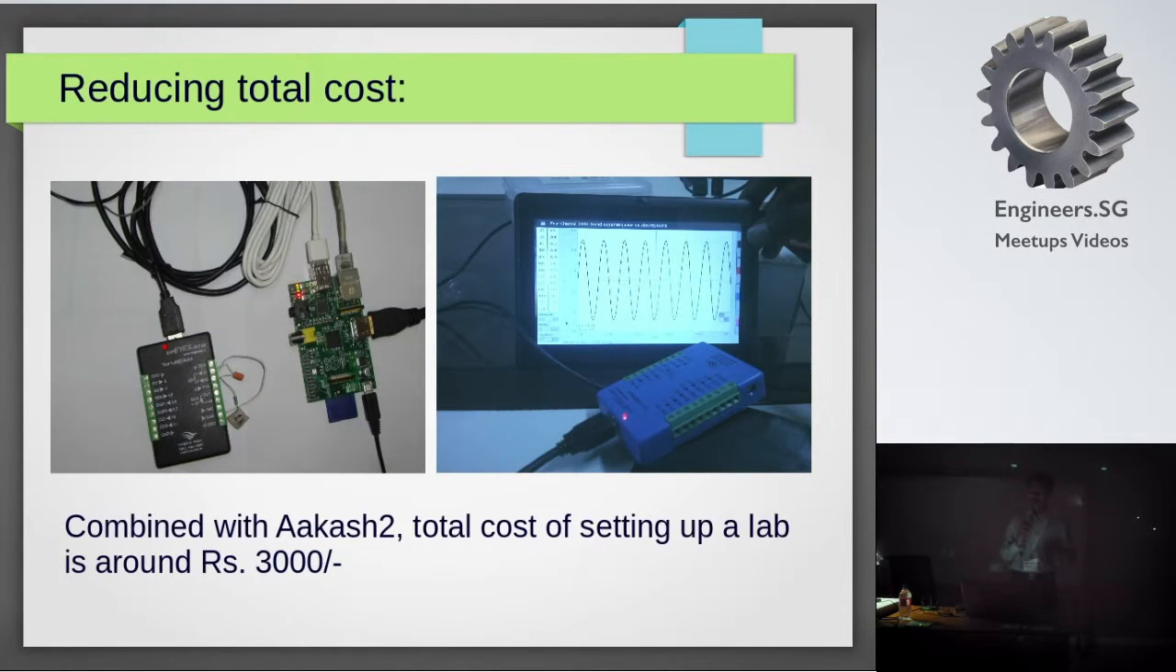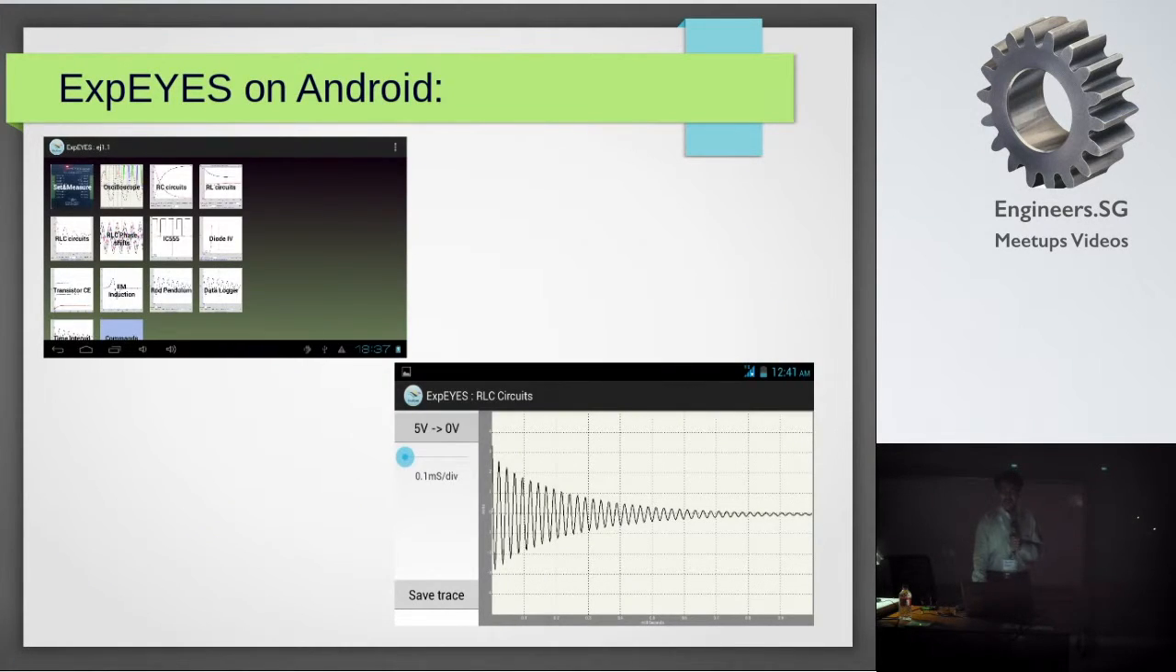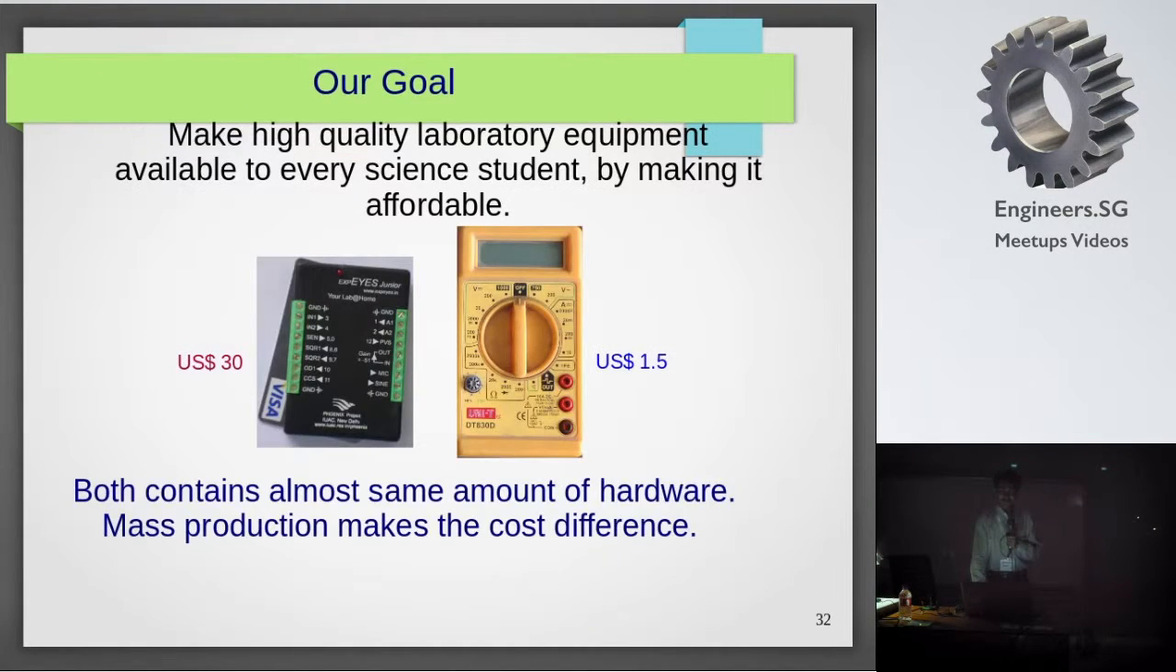So in an attempt to reduce the total cost of the equipment, we tried interfacing ExpEYES with Raspberry Pi. It works very well. Then we tried connecting ExpEYES with the Akash tablet, that was a Government of India project. And one can have a complete setup of a full-fledged lab in just 3,000 rupees. That is, I think, less than 100 Singapore dollars. One student has contributed and developed an Android app. So now ExpEYES can be connected to any Android mobile phone and one can really have a full-fledged lab in his pocket. Basically, this is our goal, right?